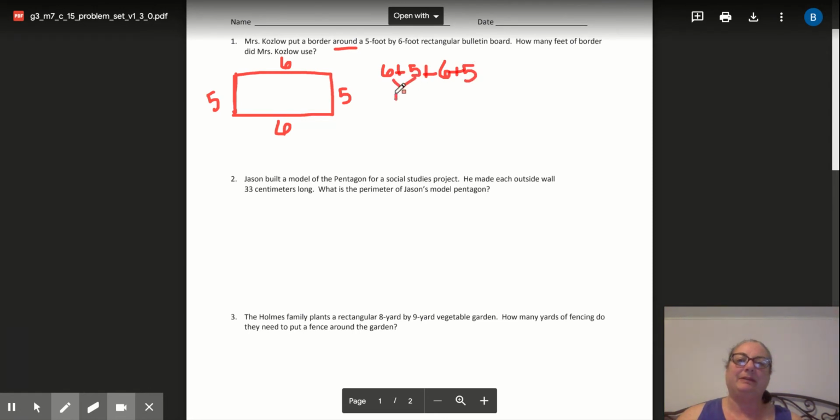We get 11. Then 6 and 5 together. We get 11. And then we add 11 and 11. And we get 22 feet.